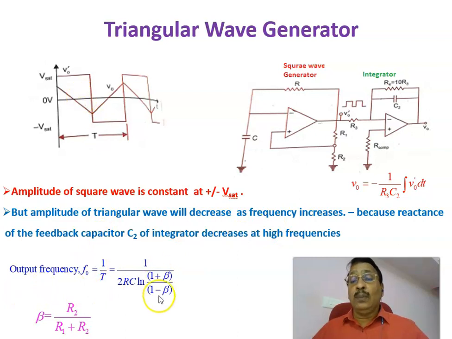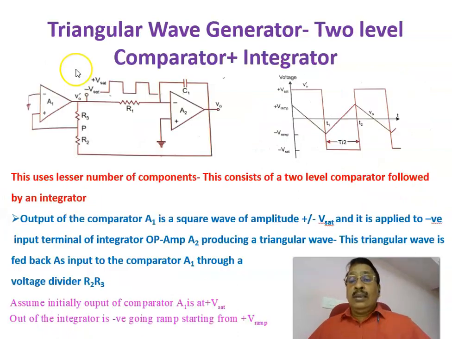Therefore, the output frequency, as I already explained, is equal to 1 by T, 1 by 2 pi RC natural logarithm of 1 plus beta divided by 1 minus beta. Beta is R2 divided by R1 plus R2. And the output voltage is given by the integral of this V0 dash, that is V0 equals minus 1 by R3 into C2 integral V0 dash dt. That is a triangular output. The second method of triangular wave generator is using a two-level comparator.